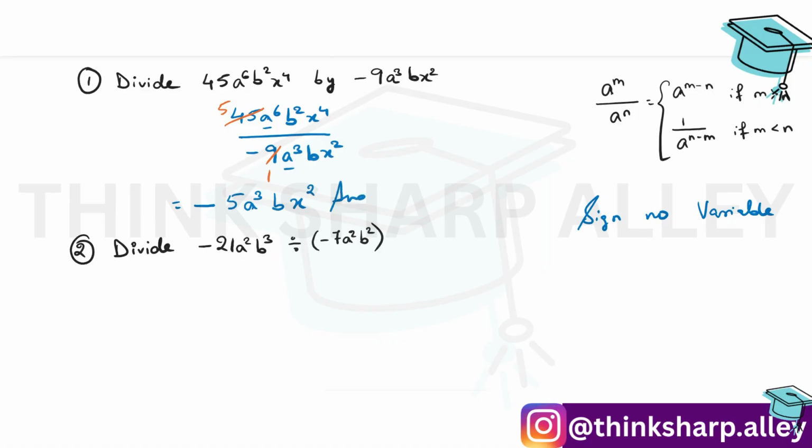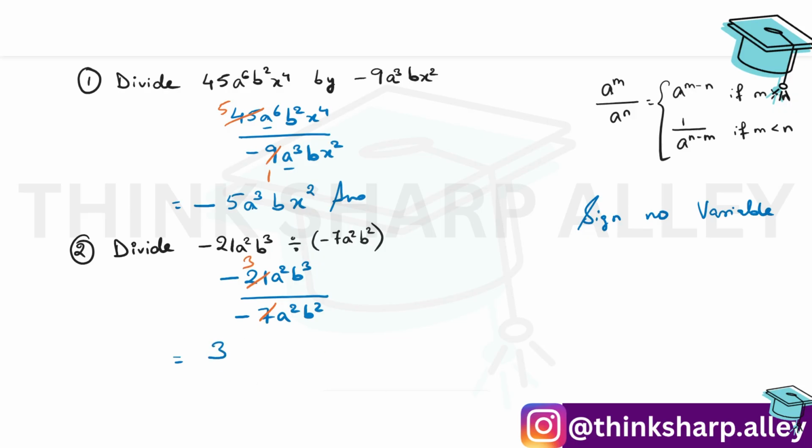Now this is our next question, just to test whether you have understood the first one or not. Pause the video and try to answer on your own. Let's solve it like I do. First I'll write the first term, and divided by means it goes in the denominator. Remember our rule, sign. So minus minus is plus. We don't write plus as well, so I'll omit it. Next, numbers. So 21 divided by 7 is 3.